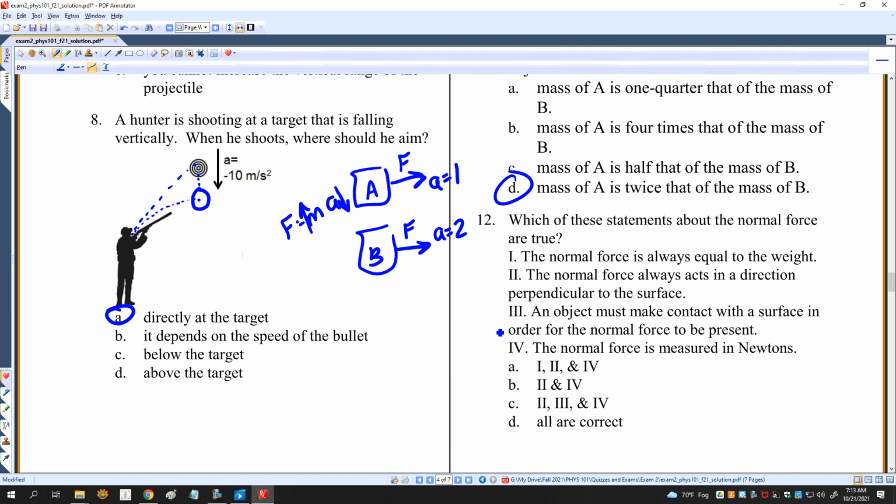All right. Which of these statements is true? Normal force is not always equal to the weight. There are a variety of situations. For example, on an inclined plane the normal force is less than the weight. Normal force always acts in a direction perpendicular to the surface. That's what normal means. An object must make contact with a surface. Yes, it has to. It's only in contact forces, and the normal force is measured in newtons.